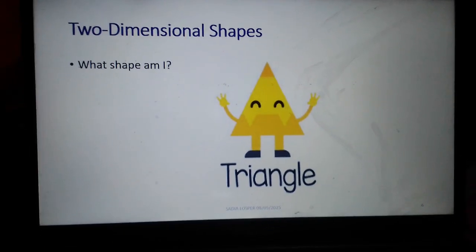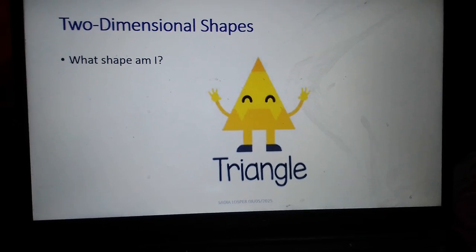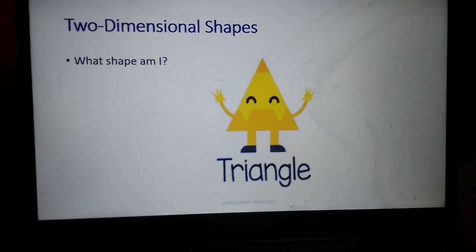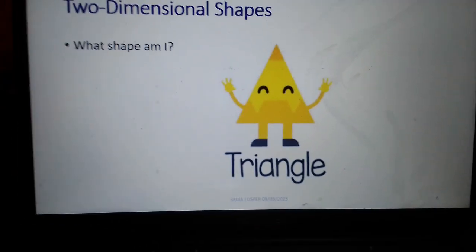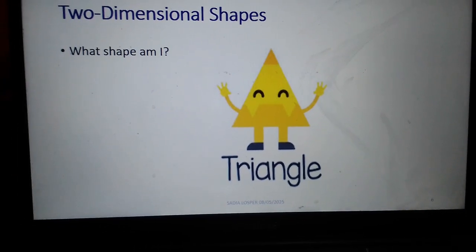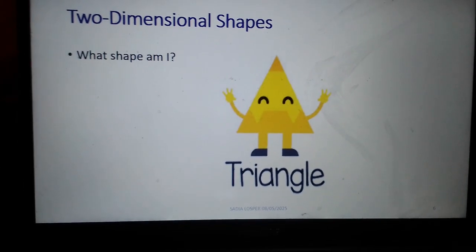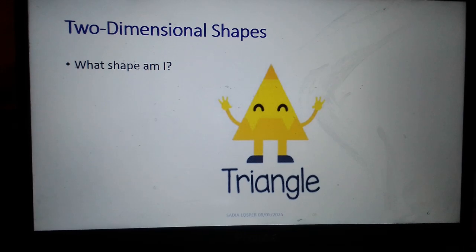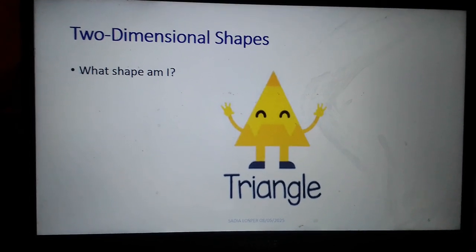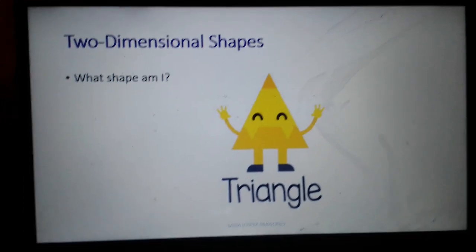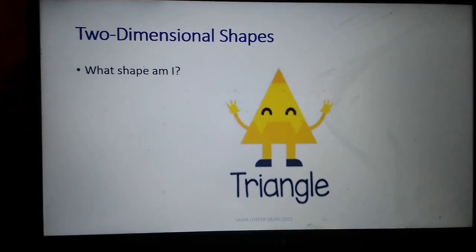So this is the triangle. Can anyone tell me how many corners a triangle has? Also here, with the triangle shape, I would ask my learners to form the shape of a triangle with their body. A quick exercise just to grab the attention.